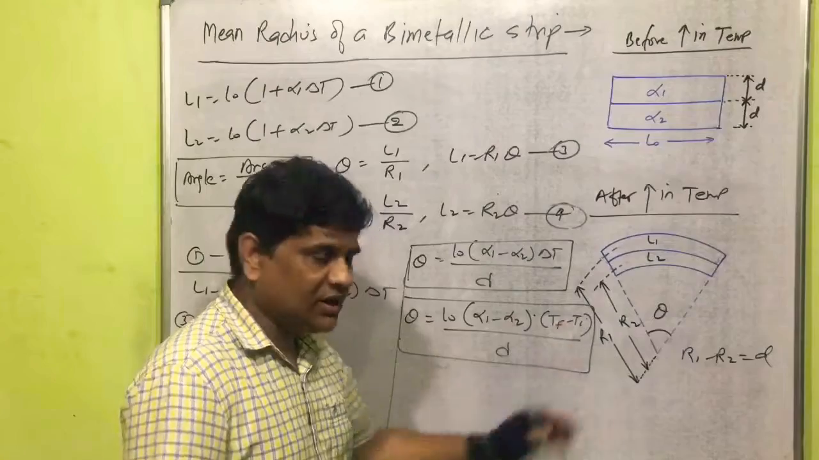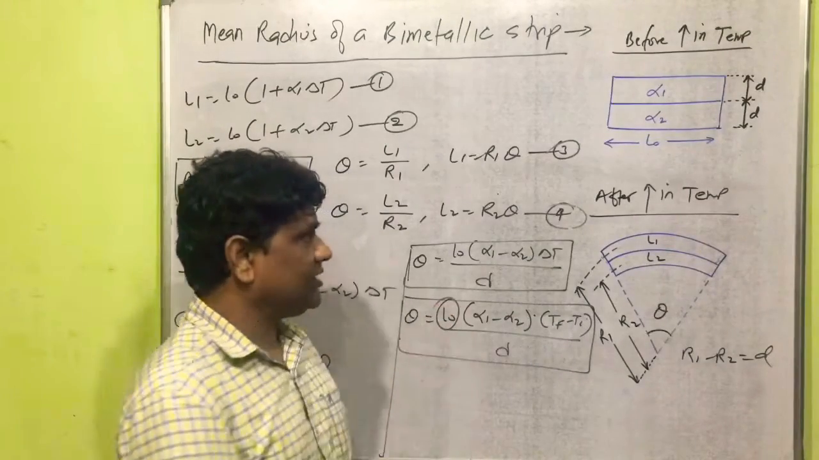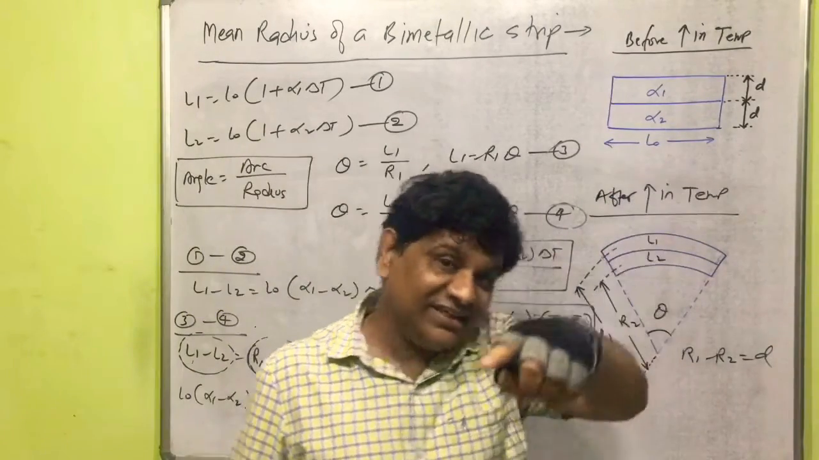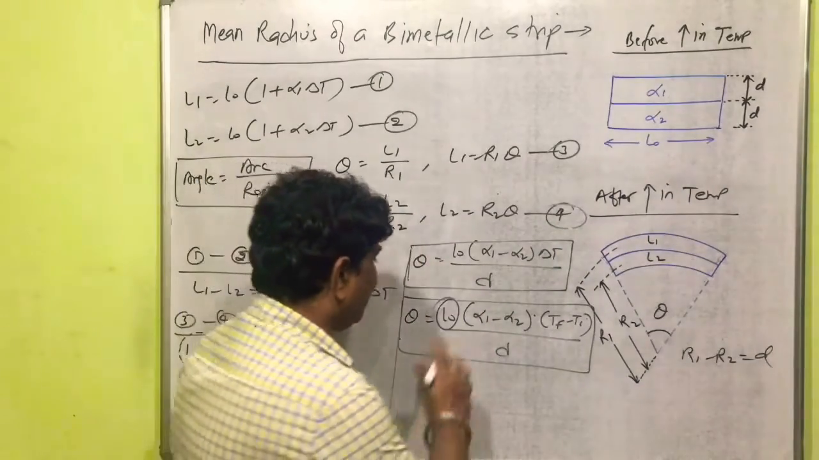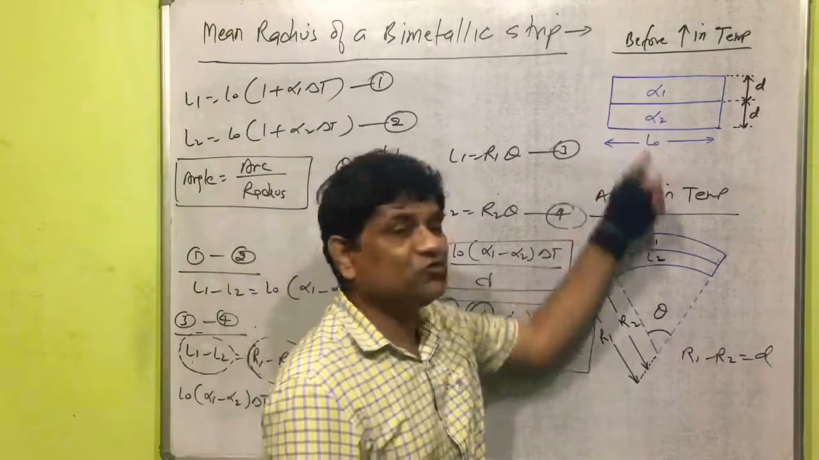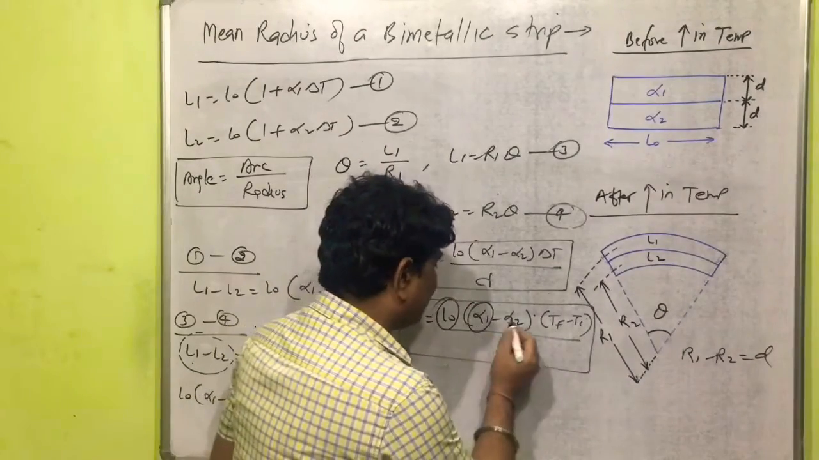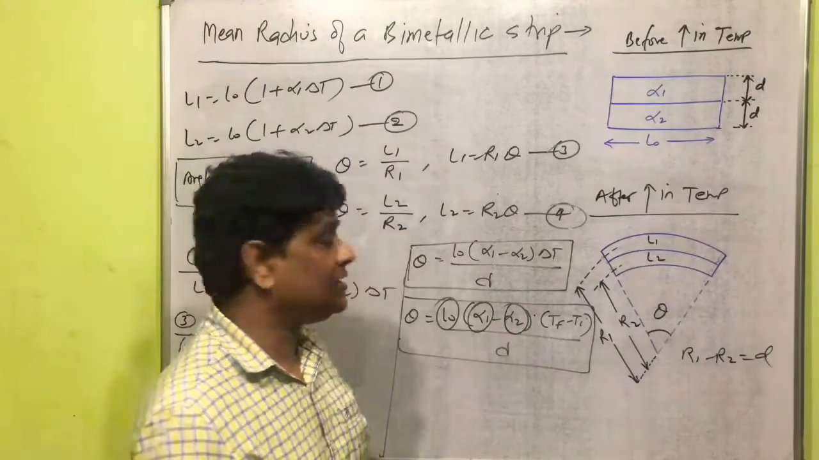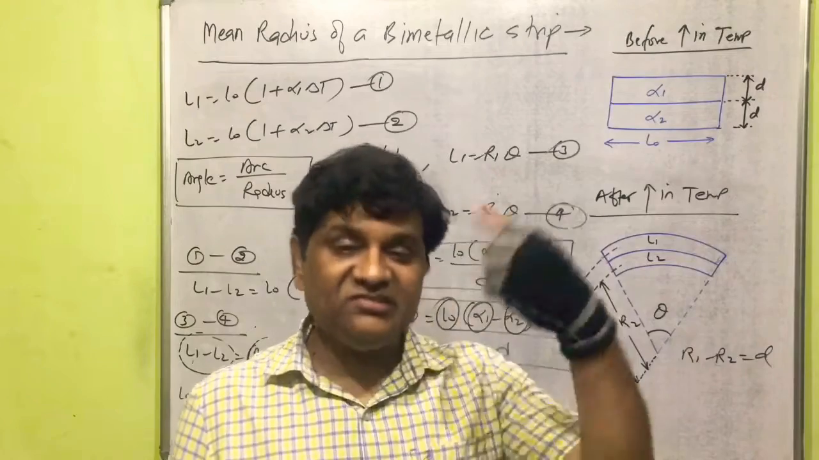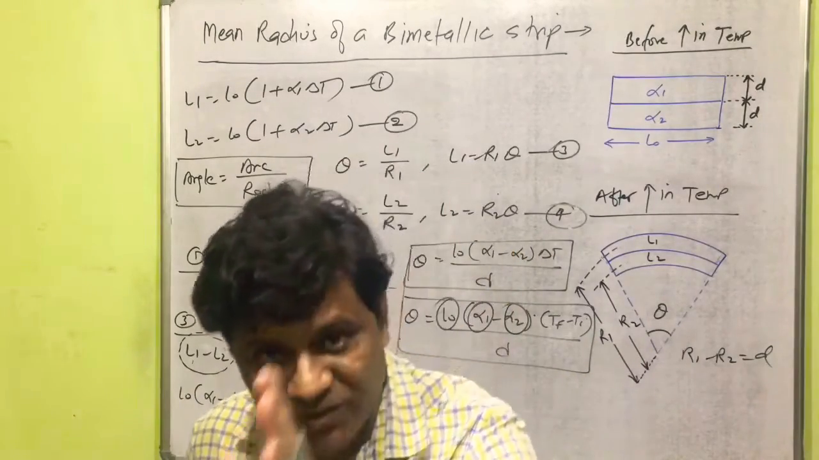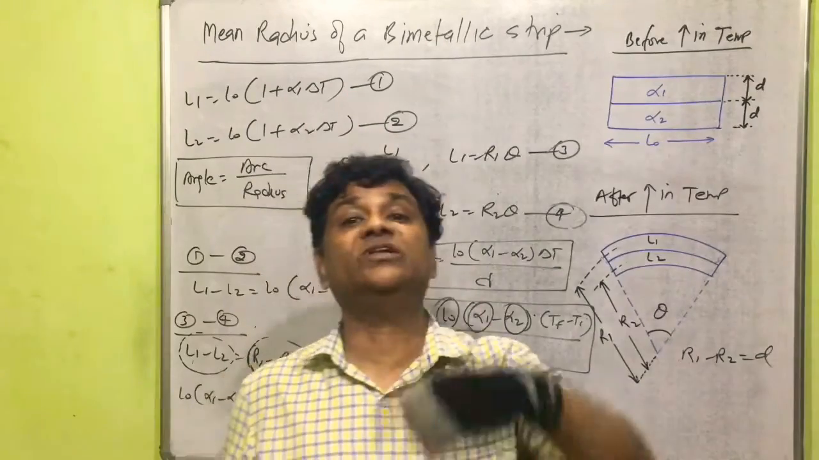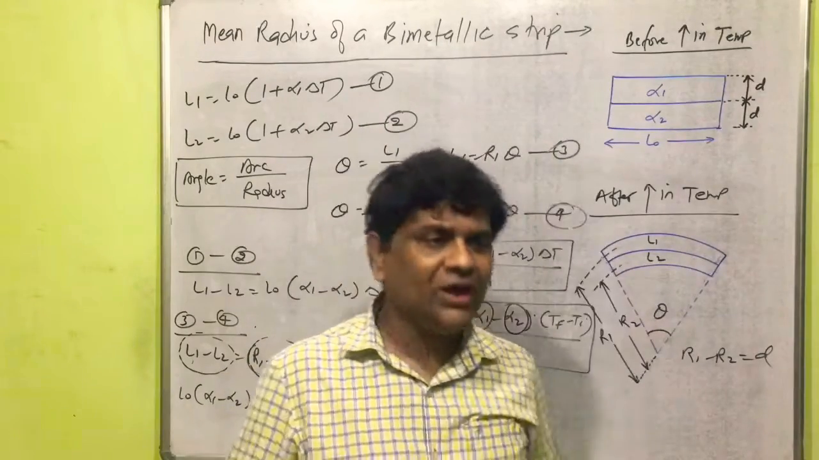In this relation, L0 is a given quantity. L0 is the initial length of the bimetallic strip. Alpha 1 and alpha 2 are also given. T initial is the initial temperature of the bimetallic strip, and the initial temperature will be equal to the room temperature.